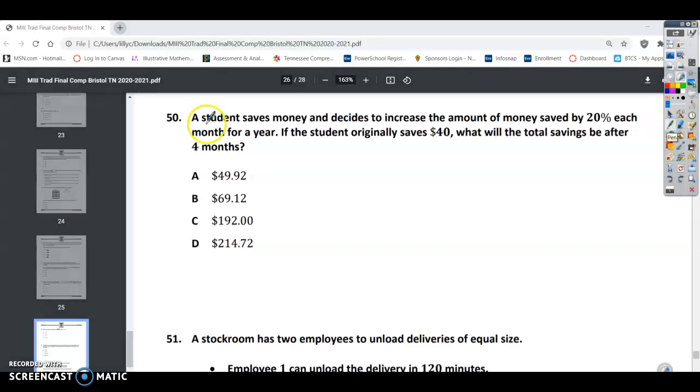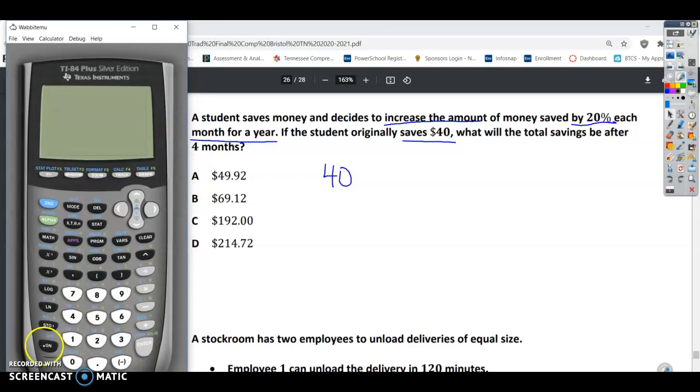All right, so a couple key things. It says increases by 20% each month, and it says originally saved $40. So we're going to start with $40. If we increase it by 20% each month, remember, if we multiply something by 1, we get the same number back. So to increase by 20%, you have to multiply by 1 point the interest rate, which in this case would be 1.2.